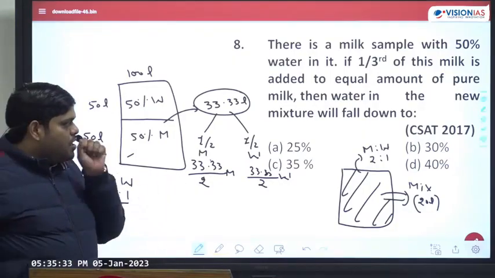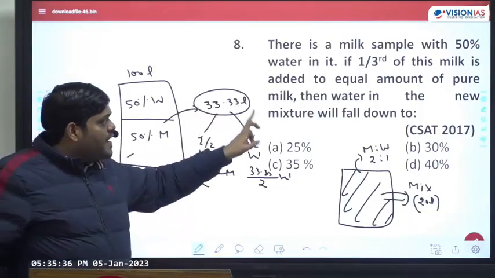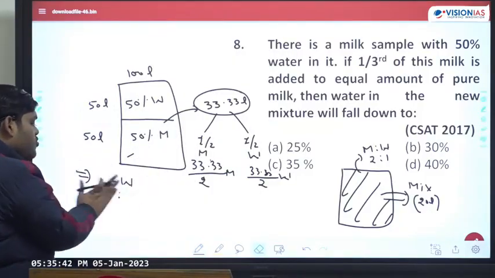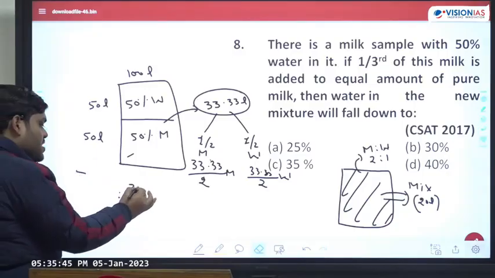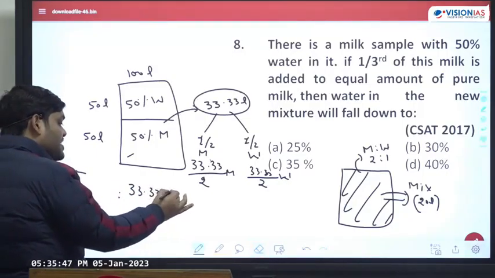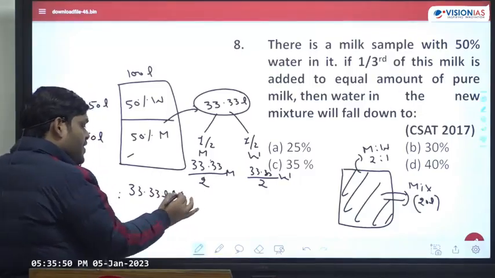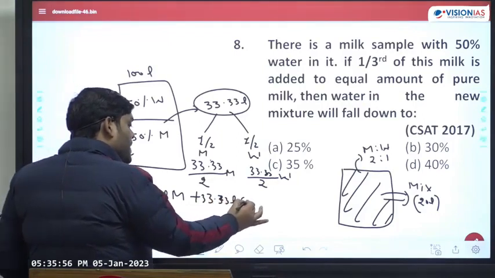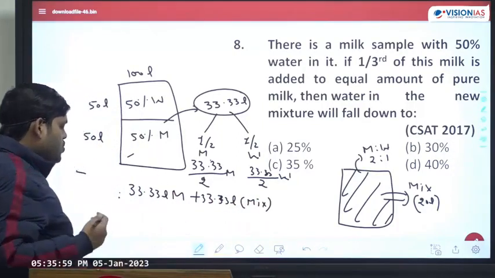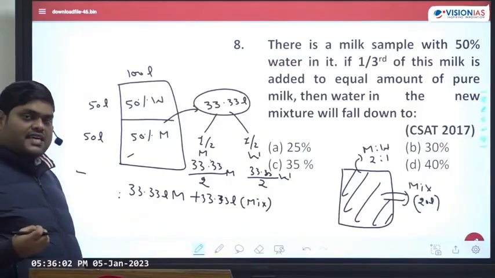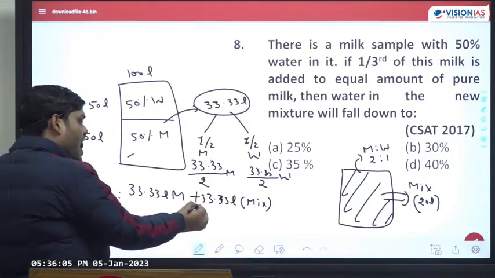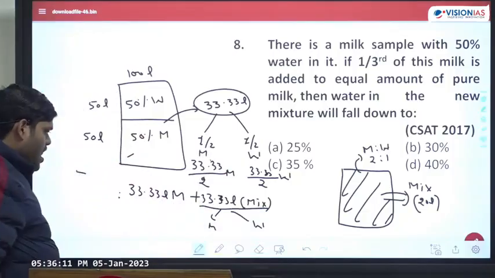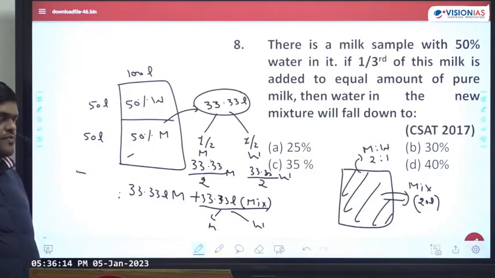Now what is the question? If this is mixed with the same amount of pure milk, that means 33.33 liter is your pure milk, and in this 33.33 liter mixture is mixed. So the logic is, half of this will be milk and half of this will be water.